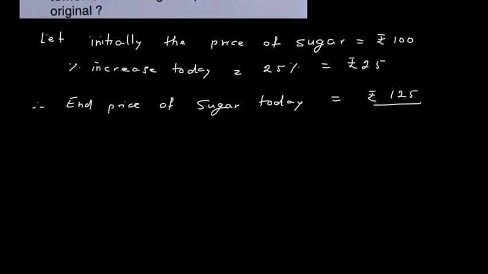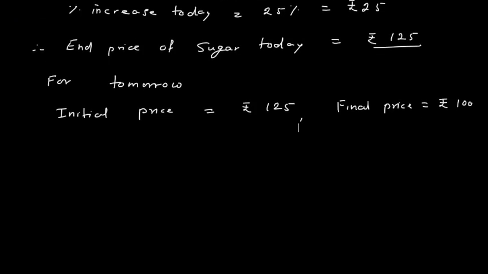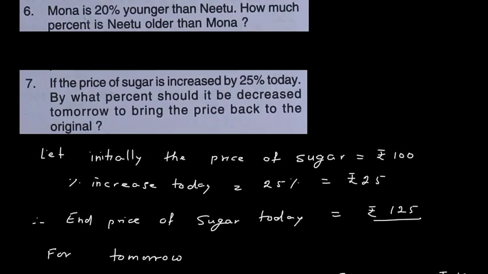So here again, if I use the unitary method, I say that for tomorrow your initial price is rupees 125, and your final price is rupees 100, because you wanted to bring it back to the original price. So for tomorrow the initial price is rupees 125 and the final price is 100. Now I have to see by what percent it reduces.